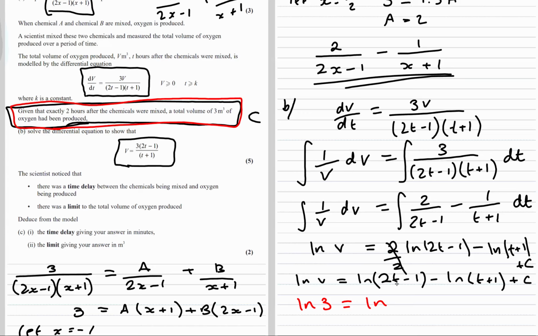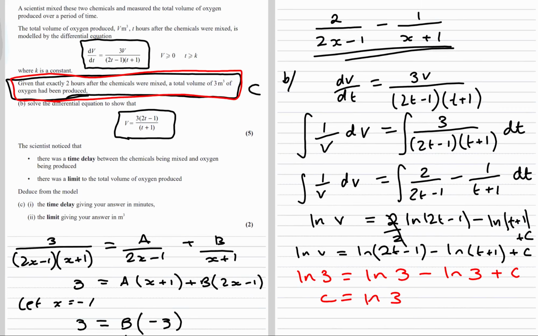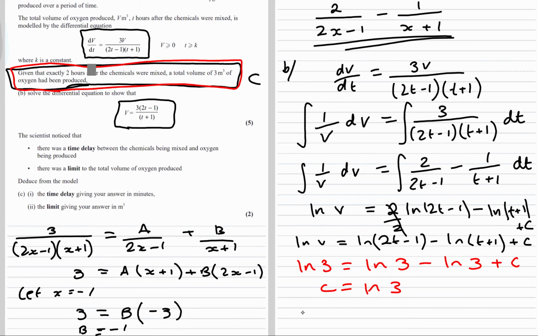ln 3 equals ln(2 times 2 minus 1, 3) minus ln(t plus 1, t was 2, that's going to be 3 again) plus c. So ln 3 minus ln 3 is nothing. So c is ln 3. So what do we have now? We have ln v equals ln(2t − 1) minus ln(t + 1) plus ln 3.